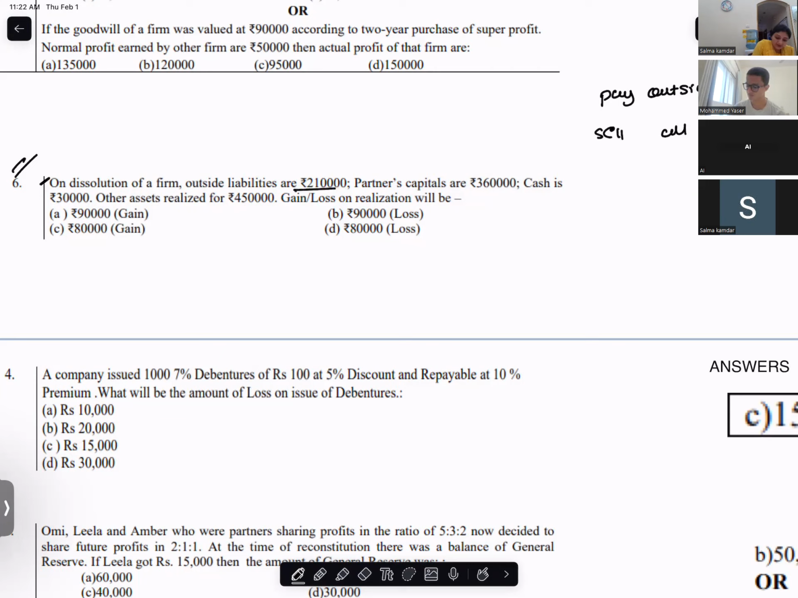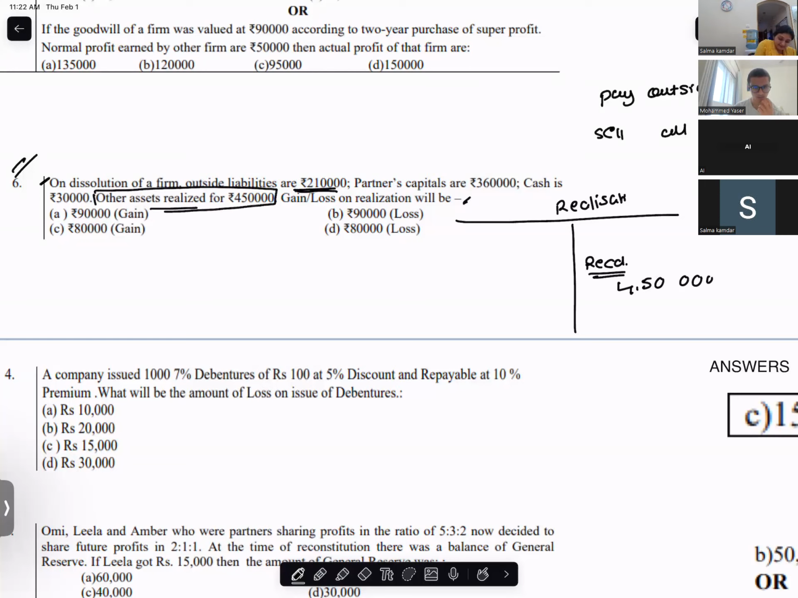Outside liabilities is how much? 2,10,000. And cash is how much? Cash is 30,000. Okay, fine. Come on, now understand. I want to know the gain or loss on realization. So this is my realization account. Are you with me? After selling all the assets, I have received how much? 4,50,000. Other assets realized.